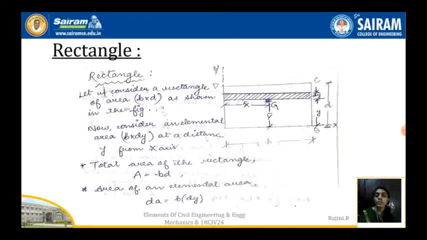Now first we need to take the total area of the rectangle. What is the total area of the rectangle? A is equal to b into d, that is breadth into depth. The elemental area, which I am representing as dA. Always remember, elemental area means that small area, which I represent with dA. dA is equal to b into dy.